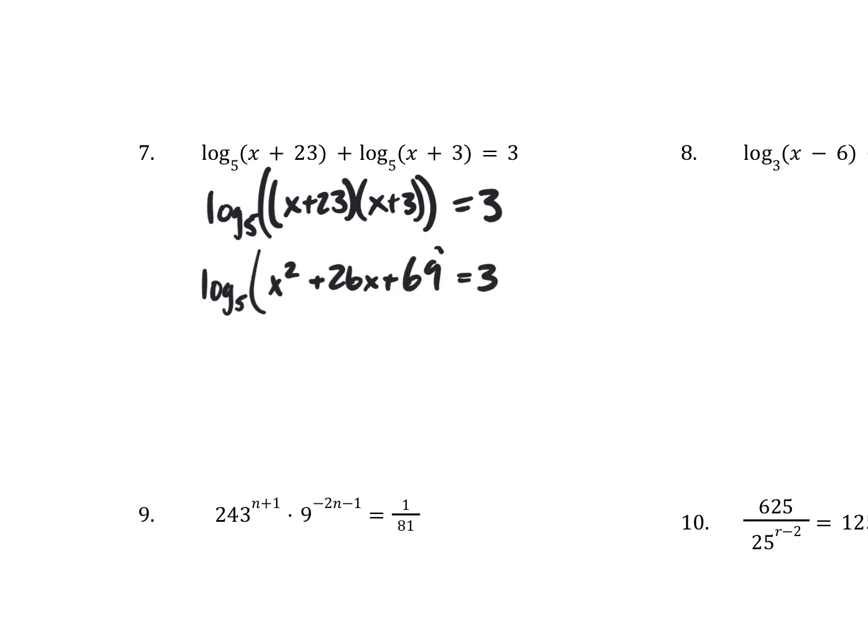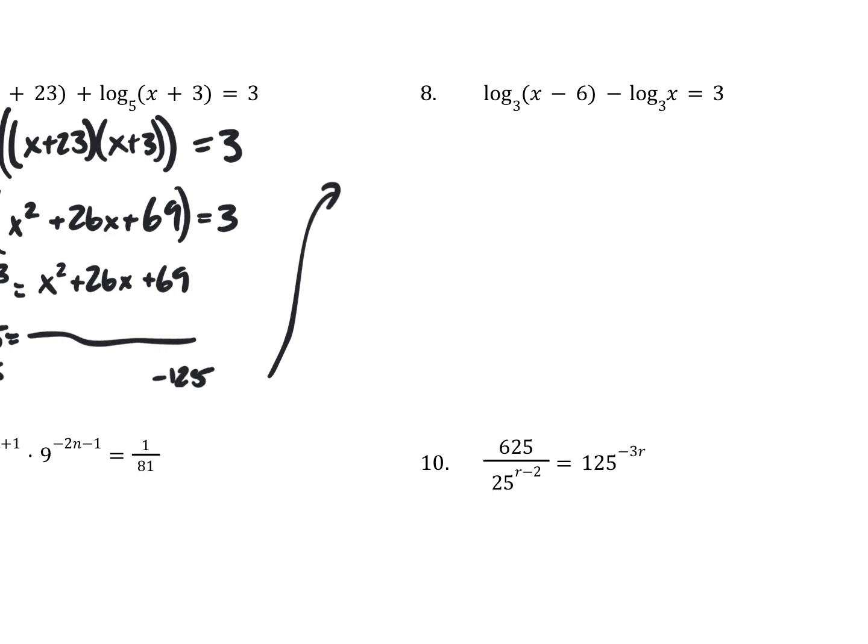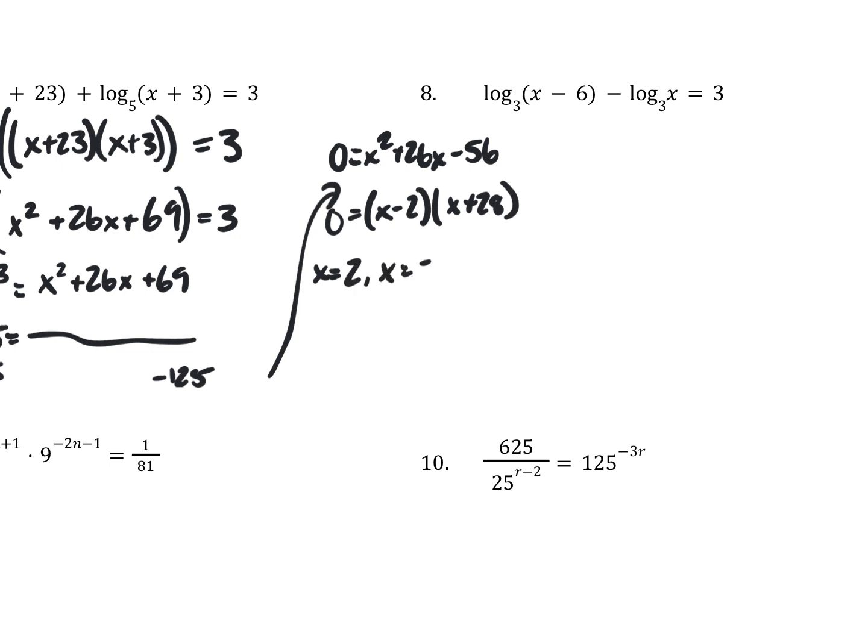So then I get 5 to the 3rd equals that quadratic. 5 to the 3rd is 125. Same thing, so I get to subtract that over. And that gives me 0 equals x squared plus 26x minus 56. This is going to factor as x minus 2 times x plus 28. So I get x equals 2 and x equals negative 28.